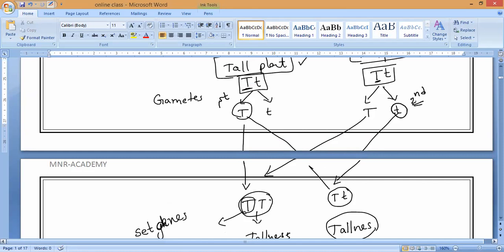Now that is what I am asking. Each parent during sexual reproduction, how many gametes is it sharing? See, each characteristic contains one pair of genes, but during sexual reproduction, each parent will share how many gametes? I am asking you.